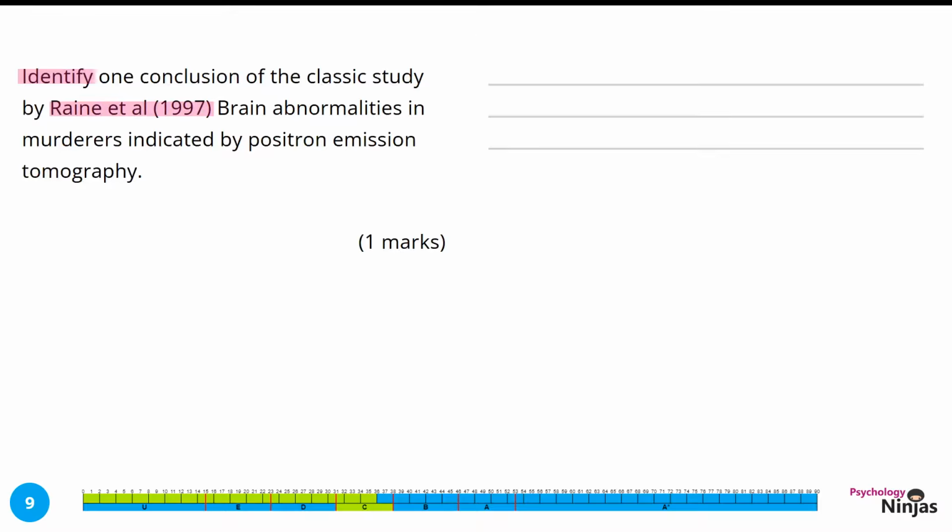But there is some assumed psychological knowledge here, and that we understand the difference between a conclusion and other parts of a study in terms of how we would describe them. So really important here that we have conclusions rather than findings or the procedure. Let's break down an answer.